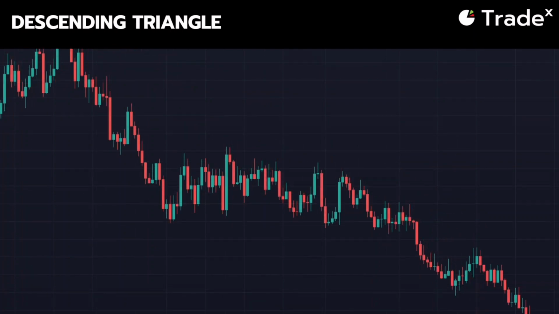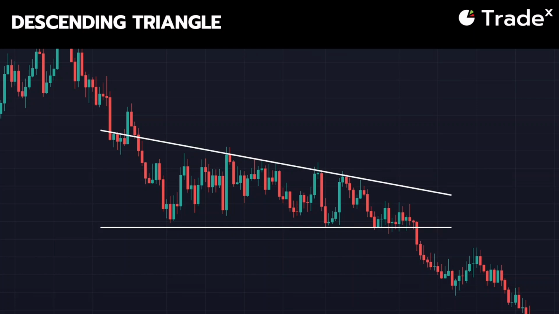Sometimes, the market hesitation can last for months. On the chart, a descending triangle forms, signaling that this consolidation phase is nearing its end and a downward move is imminent. The pattern shows a series of lower highs reflecting persistent selling pressure. Once the price breaks below the support level, it's an ideal moment to enter a short trade.